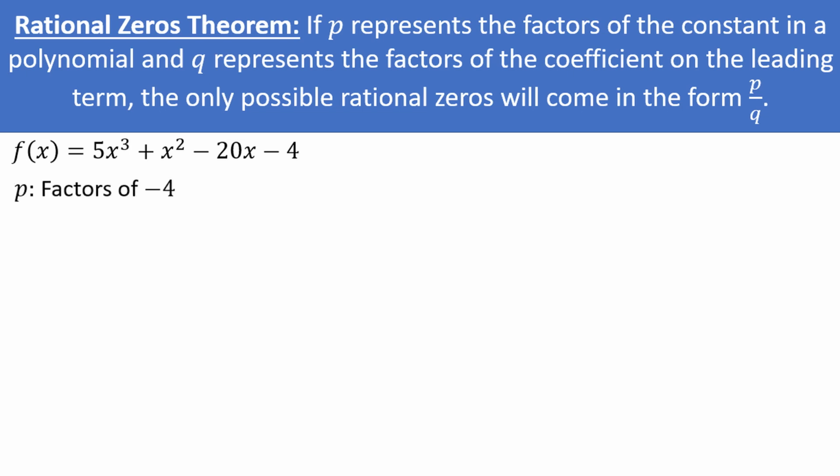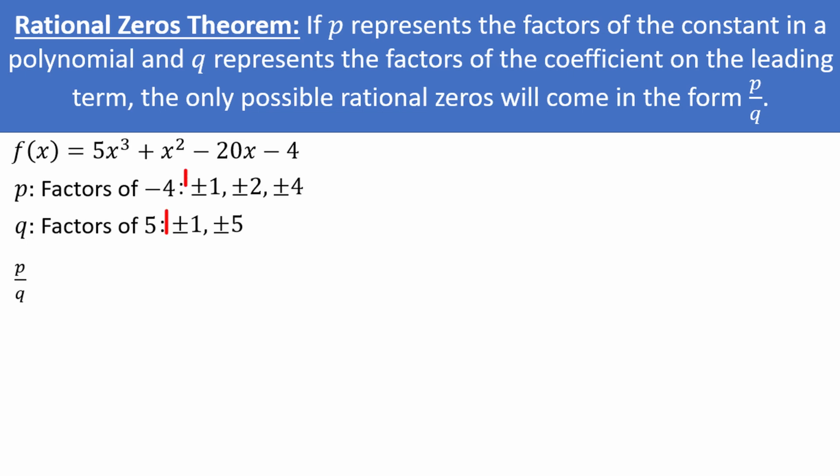P includes all factors of the constant of negative 4, and q includes all factors of the coefficient of the leading term, which is 5. The factors of negative 4 are plus or minus 1, plus or minus 2, and plus or minus 4. The factors of 5 are plus or minus 1 and plus or minus 5.